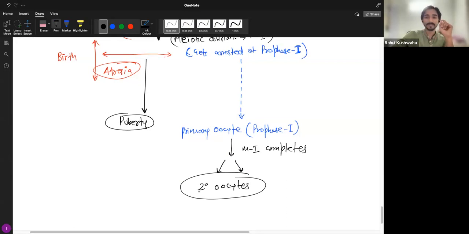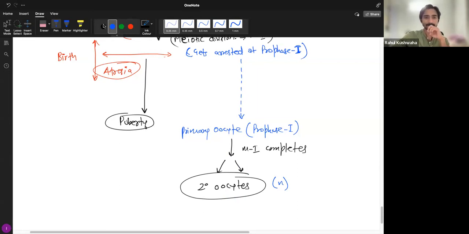But remember, now the secondary oocyte for the first time is a haploid cell. This secondary oocyte does not complete meiosis 2 in the ovary. Write down: secondary oocyte does not complete meiosis II in the ovary.